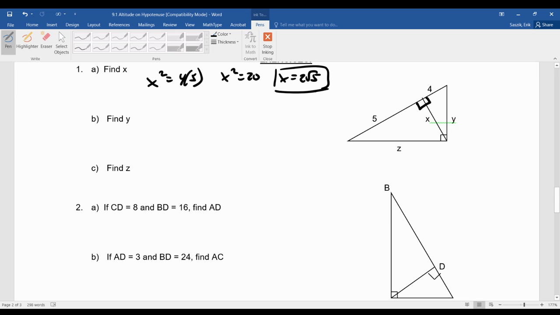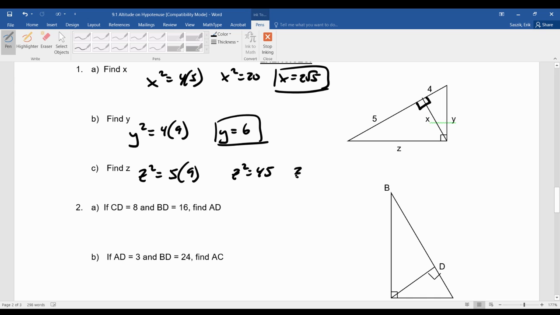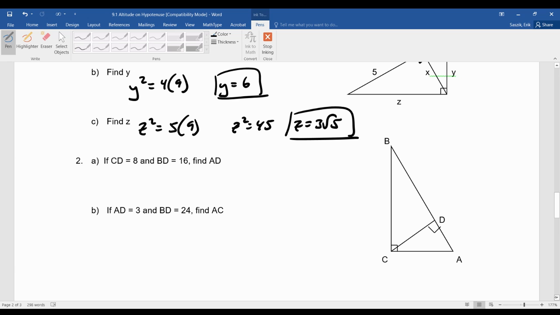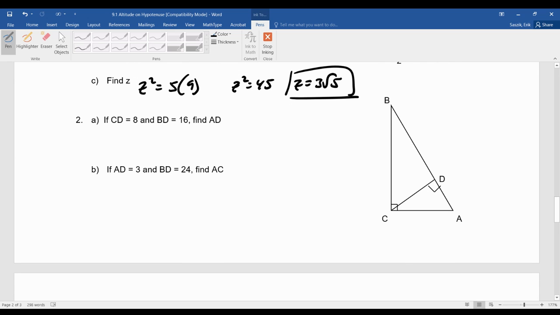The y is in the leg position. Now, it's easy to mess this up. Leg squared equals the adjacent part times the whole thing, which would be 9, the whole hypotenuse. It's so easy to say 4 times 5. Be careful with that. So y squared is 36, so y is just going to be 6. And then z squared would equal the adjacent part times the hypotenuse. So z squared equals 45, and that would be 3 root 5. It is so much easier instead of matching up those triangles. This is the way to go.